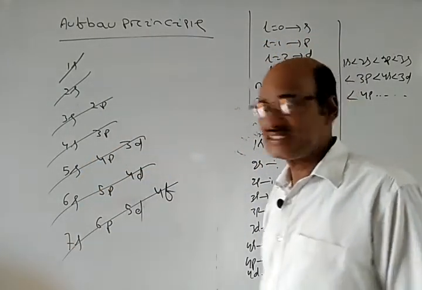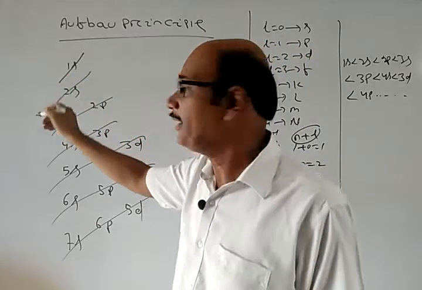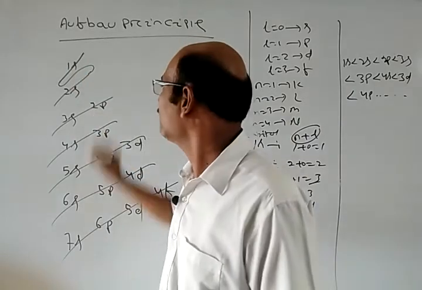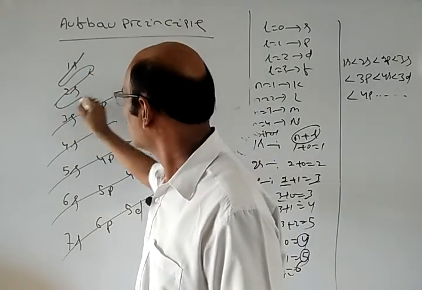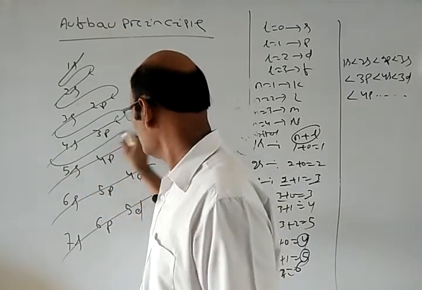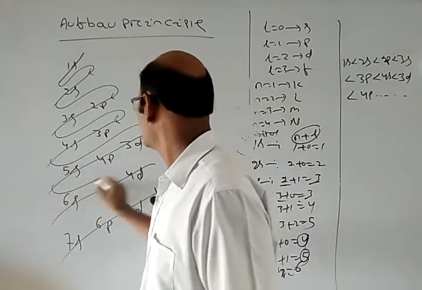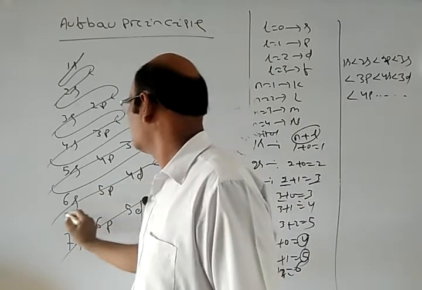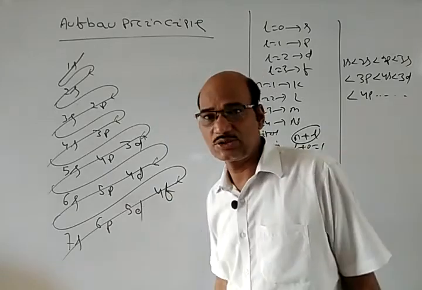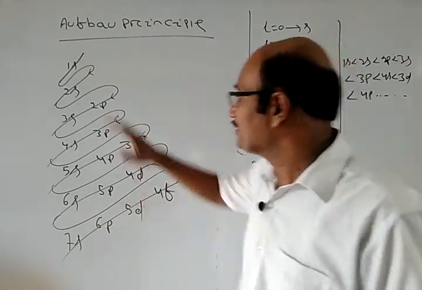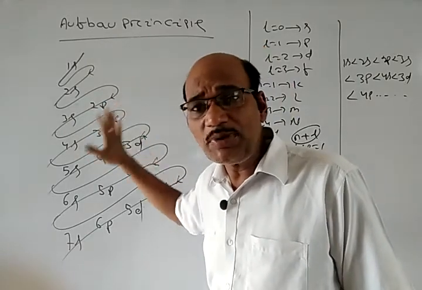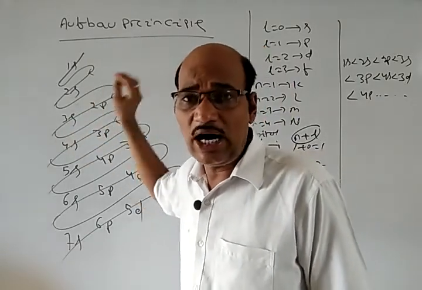First of all, 1s will fill up. Then 2s. Then 2p, 3s, 3p, 4s, 3d, 4p, 5s, 4d, 5p, 6s, 4f, 5d, 6p, 7s. So this is the order of filling of electrons in different orbitals according to the Aufbau principle.